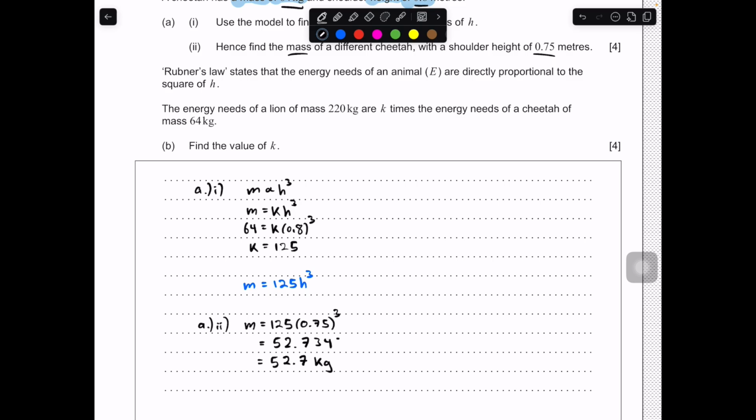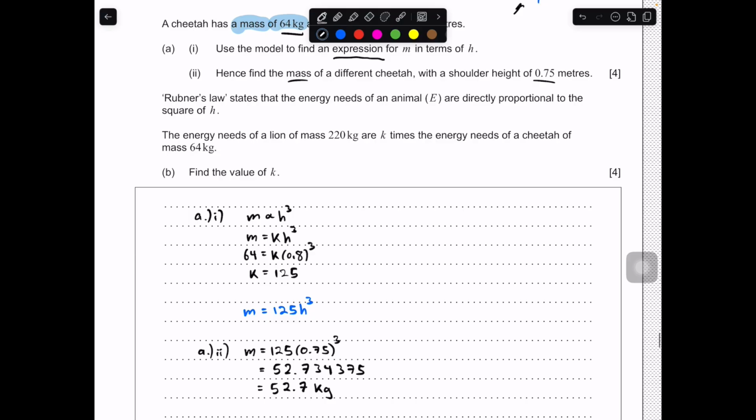If we wanted to continue on here, it would be 375. But to 3 sig figs, 52.7. Okay, not bad. Alright, let's go on to the second part.